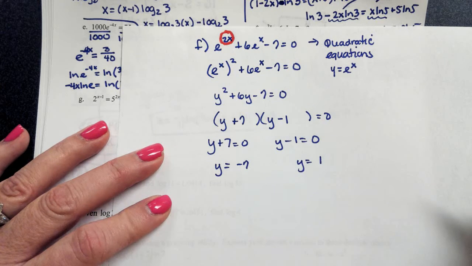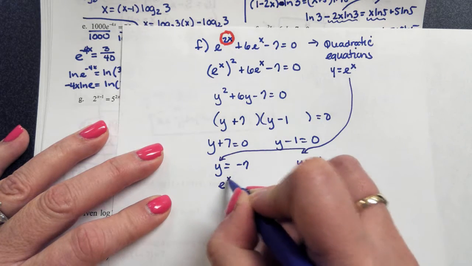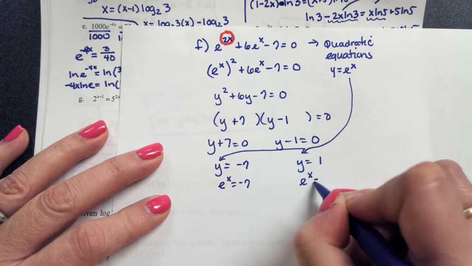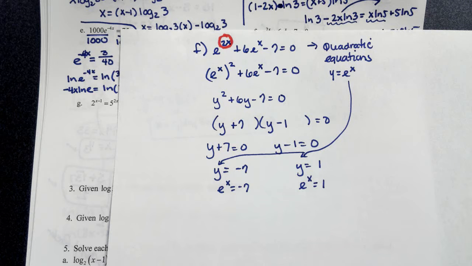Is that my final answer? No. So now remember, this is where I've got to bring back in that e to the x. So e to the x equals negative 7. e to the x is equal to 1. Like I said, anytime you see that exponent of 2x, and it's an exponential equation, you need to recognize that as a quadratic equation, because that's what you have. So if you do not like seeing the quadratic equation written in terms of e to the x, or if it's a 2 to the x, or something like that, do this substitution to get you to the factoring part. And then you can bring back in that exponential part at the end.